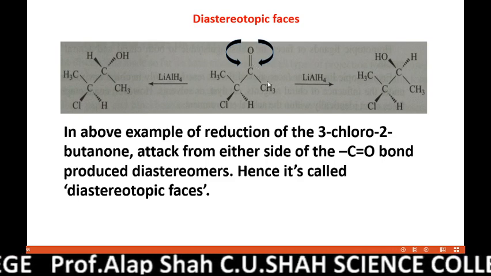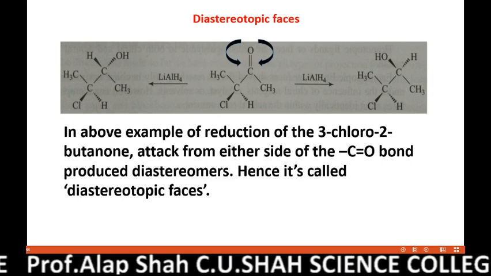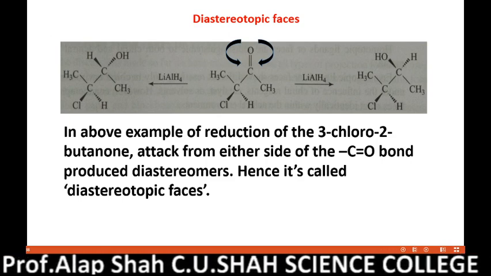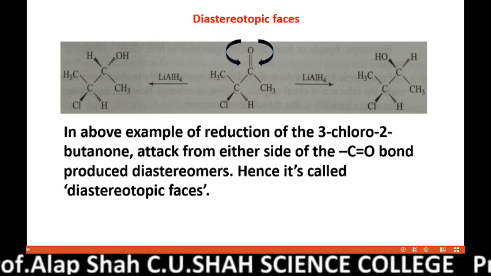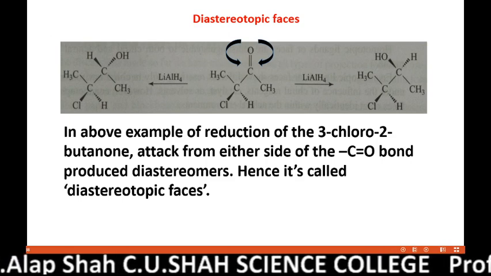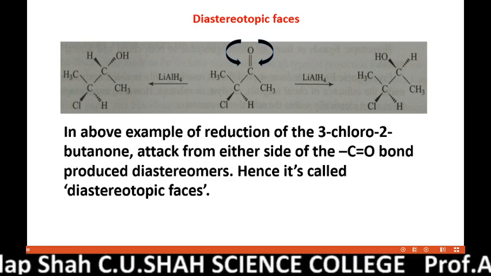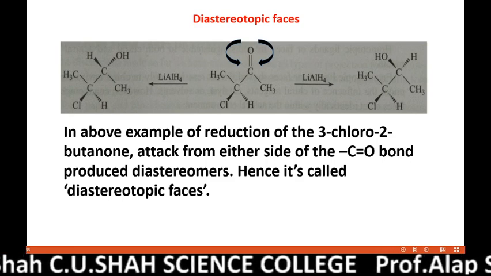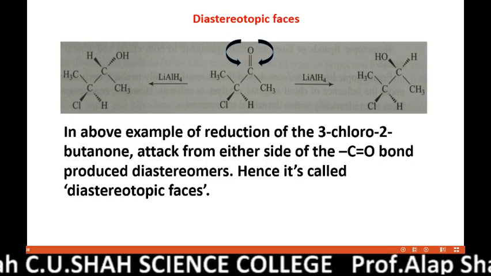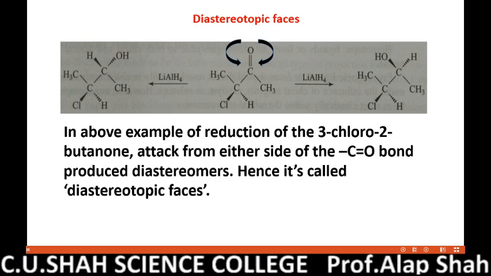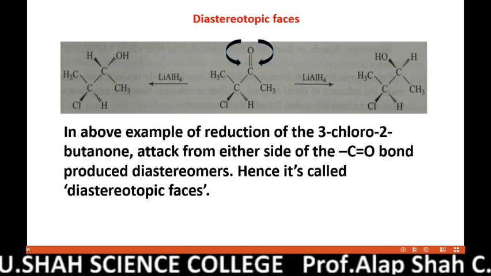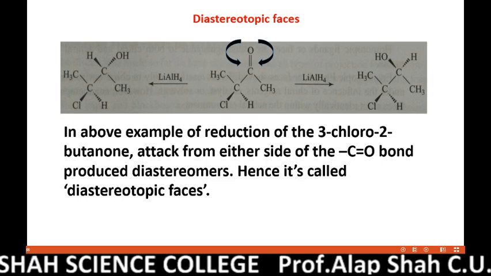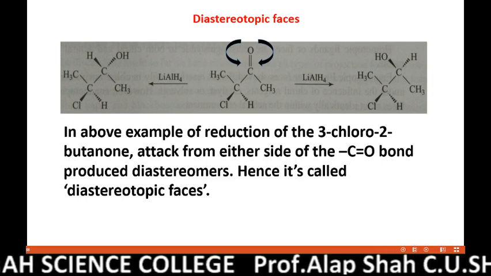So if we put the whole discussion together in a summary, we can say that the same carbonyl bond is called homotopic if the addition of a nucleophile gives the same products. If we are getting enantiomers, then that face is called enantiotopic. And like in this example, if we are getting diastereomers, then it is called diastereotopic faces.